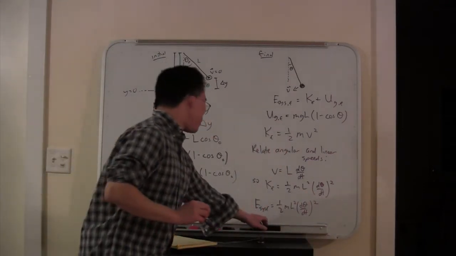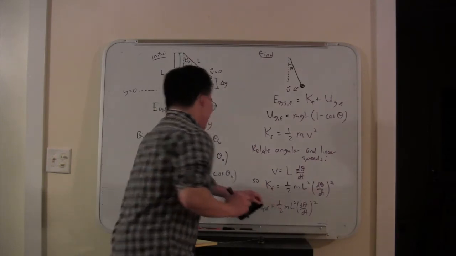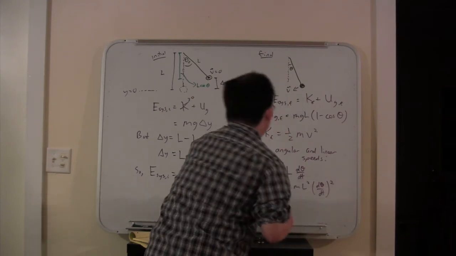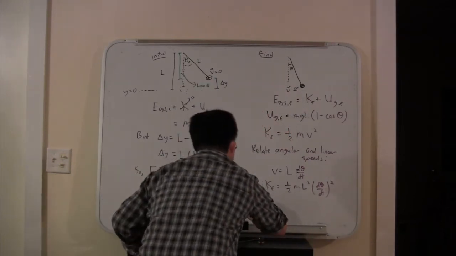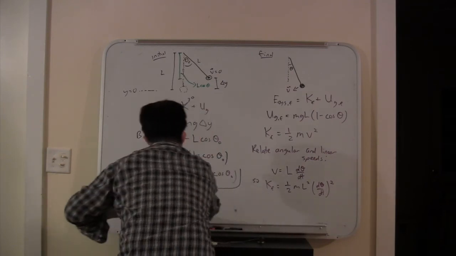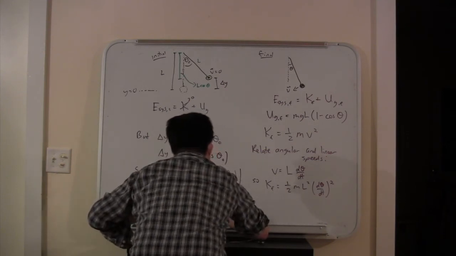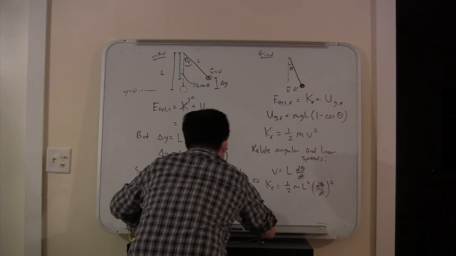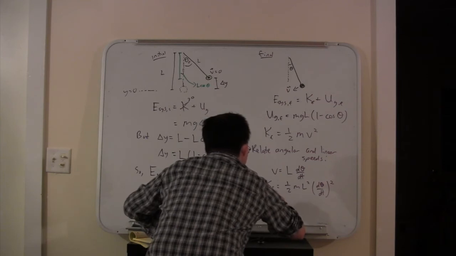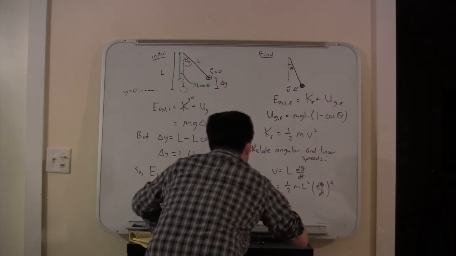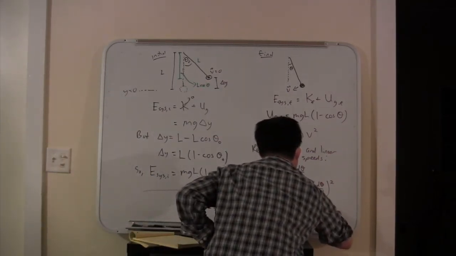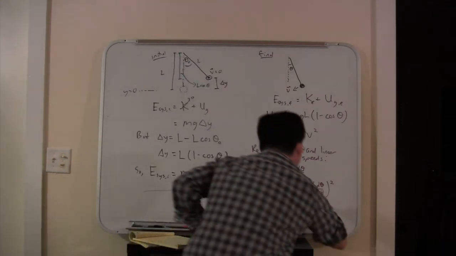Oh, I'm running out of board, so let me just scoot. I'll rewrite that scooched over. Okay, so that's E system final equals 1/2 m L squared d theta dt, quantity squared, plus m g L times 1 minus cosine.